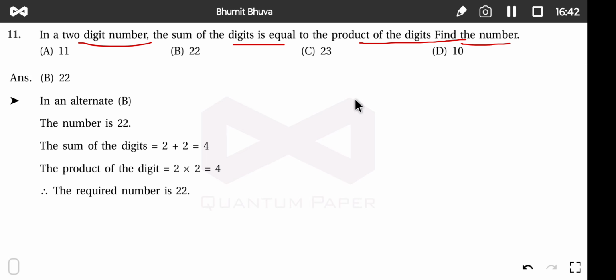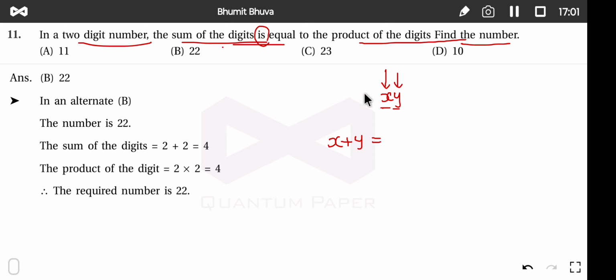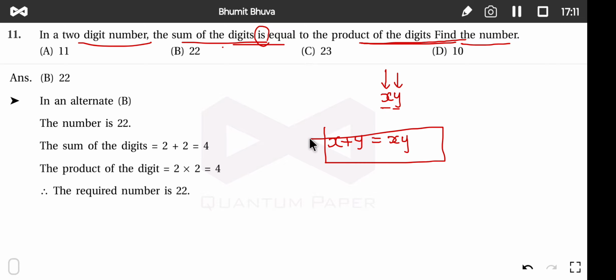So what is given? Two-digit number. So how will the two-digit number look like? xy. This is a two-digit number. This is the ones place, the unit place, and this is the tens place. So what is given? The sum of the digits. Sum of the digits means x plus y is equal to the product of the digits. Product of the digits means x into y. So look at the options. Which option can satisfy this condition? x plus y is equal to xy.